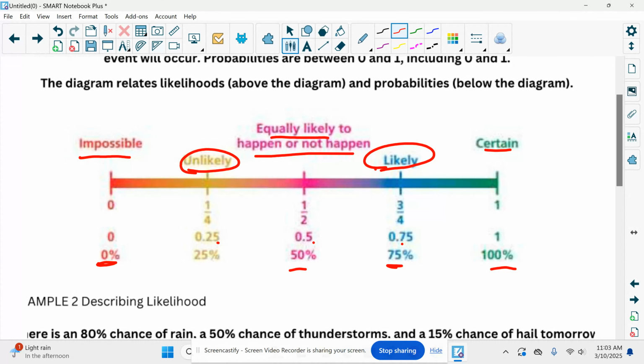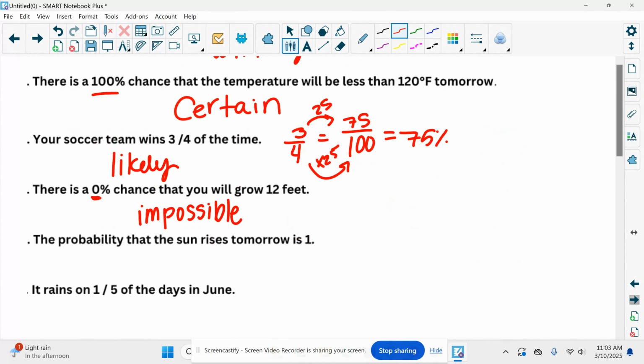So all those are just what? If you took those numbers and converted them to percentages, what would it be? Let's say you took 0.75 and converted to a percent, what's that going to look like? If you take 1 and convert it to a percent, it's going to be 100. It's a whole, which 100 is a whole. So it is for certain that the sun's going to rise tomorrow.